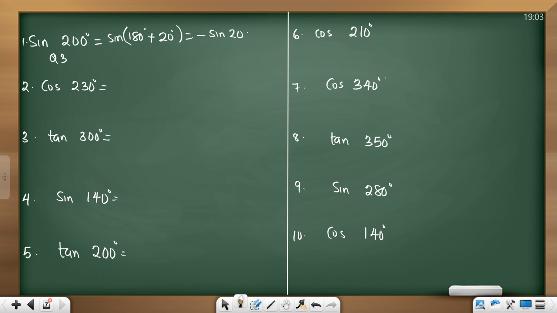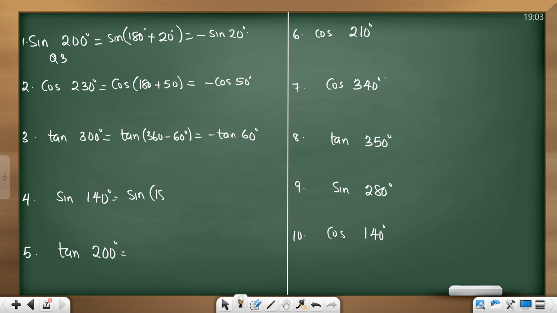Cos 230, I am also in the third quadrant. So it is cos 180 plus 50. In the third quadrant, cos is also what? Negative. 300, I have gone to the fourth quadrant. 360 minus 60, and tan is also what? Negative in the fourth. Let's check your answers.